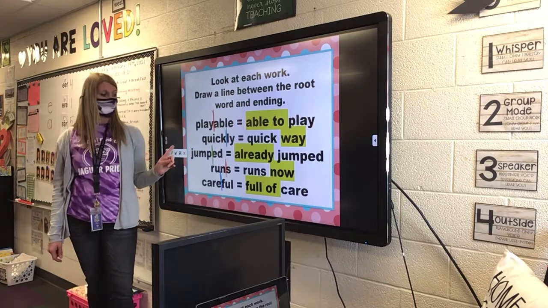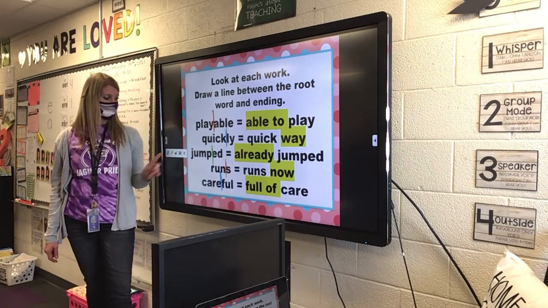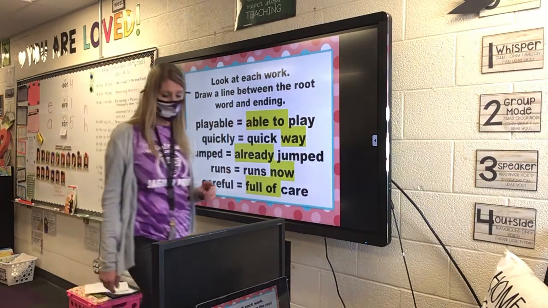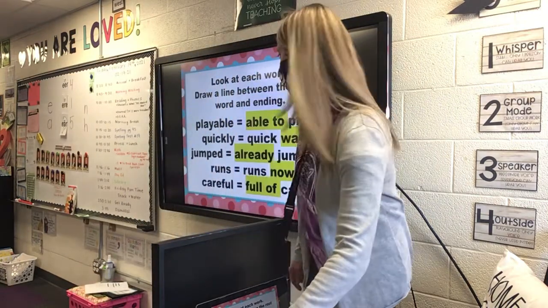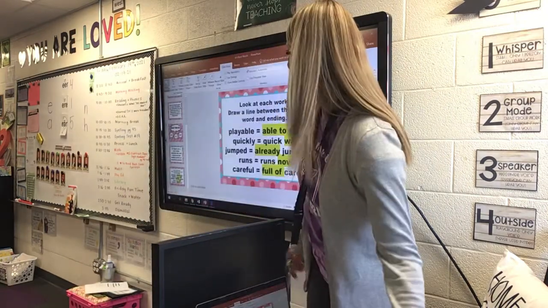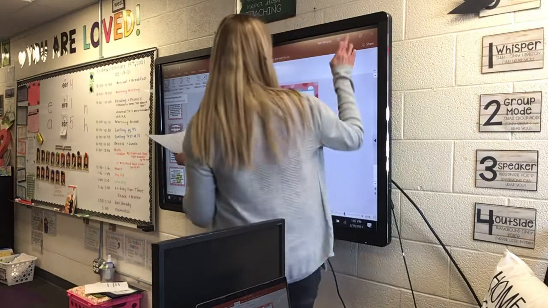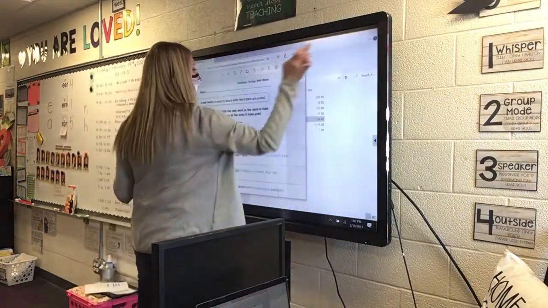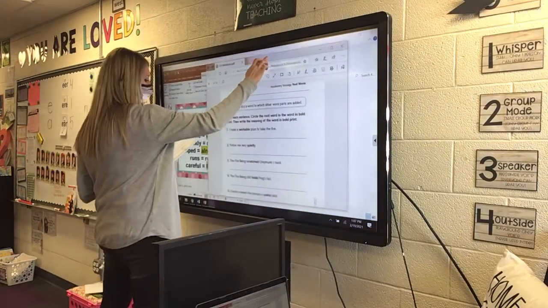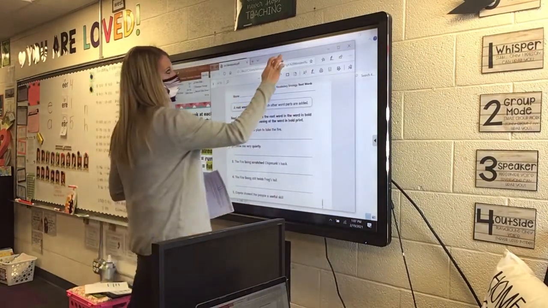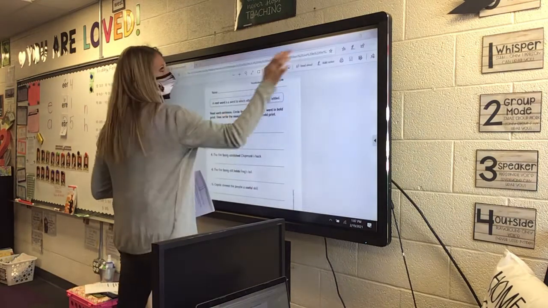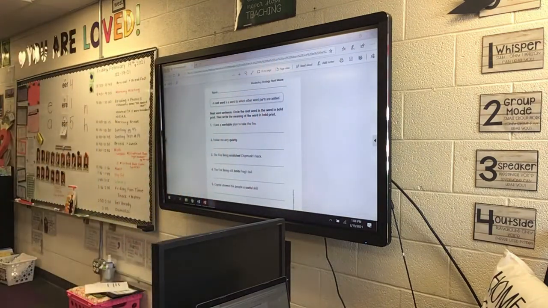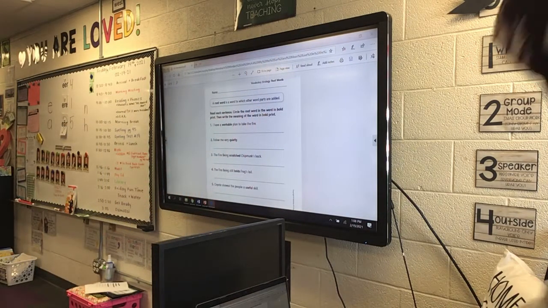Now, what we're going to do is we're going to practice these root words and their meanings on a worksheet for today. So make sure you find your worksheet that looks like this. It's page 188. And Mrs. Murphy's going to fix it so you can see both of them on my Clever Touch.